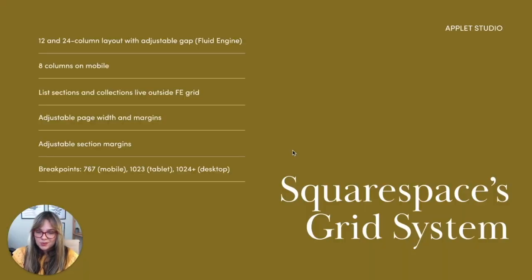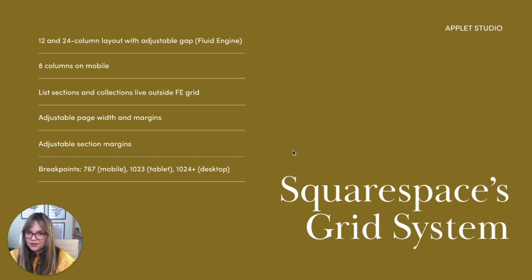Squarespace's grid system has a 12 or 24 column grid with adjustable gaps. The grid on mobile has 8 columns. Some sections on Squarespace live outside the Fluid Engine grid, so they're not using it, but the grid is still present in them. Pages have adjustable width and adjustable margins, and each section has adjustable margins.